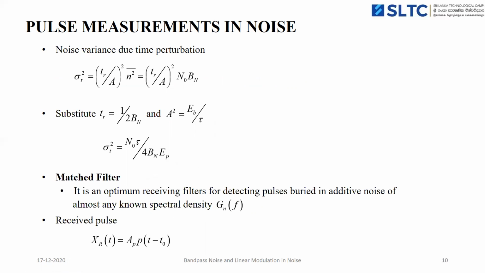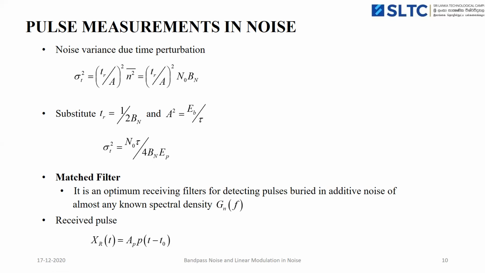By using this time positioning error, we can find the noise variance due to that time perturbation, that is sigma t squared. So sigma t squared equals the ratio of TR by A, whole squared, into n squared bar. The n squared bar is the noise power, the product of N naught into Bn. Now substitute the rising time TR equal to 1 by 2 Bn, and the amplitude squared A squared equal to Eb by tau. Finally we get the noise variance due to the time perturbation, sigma t squared, equal to N naught T by 4 Bn into Eb.